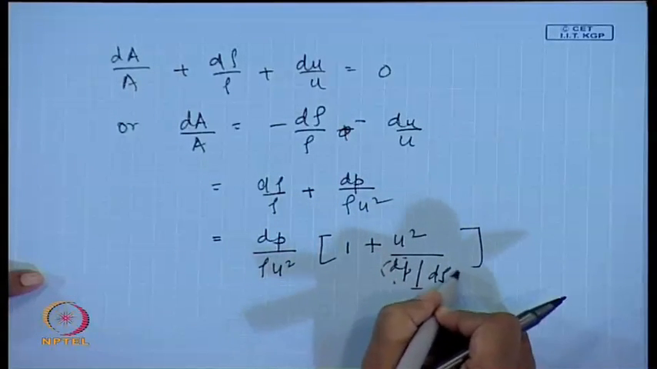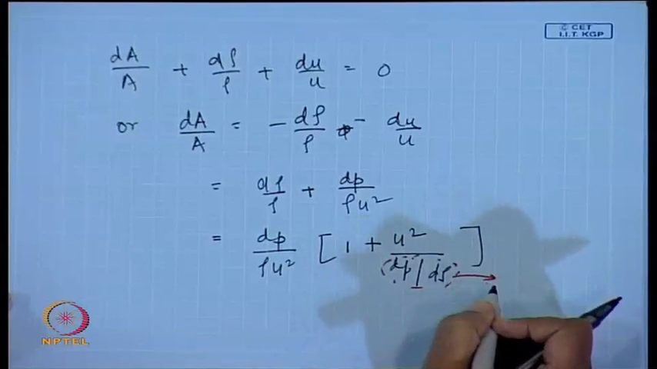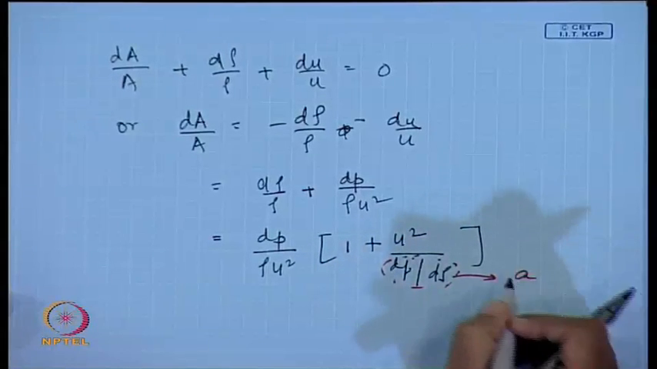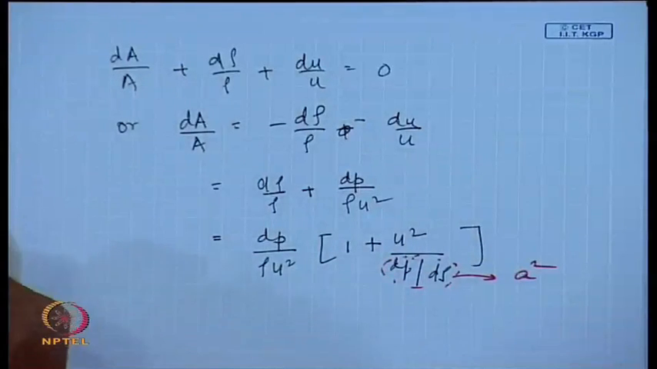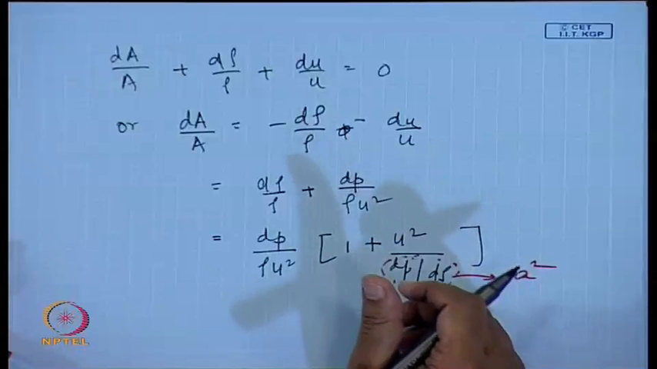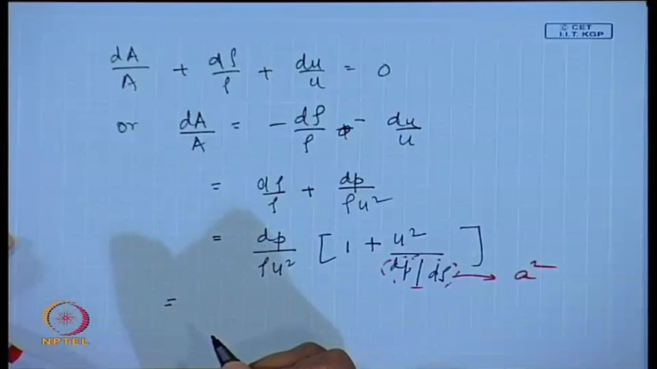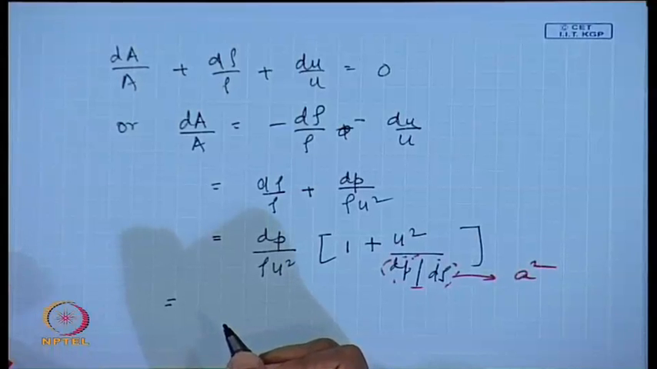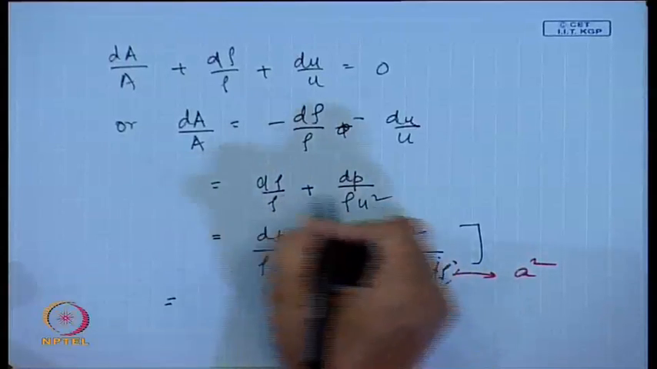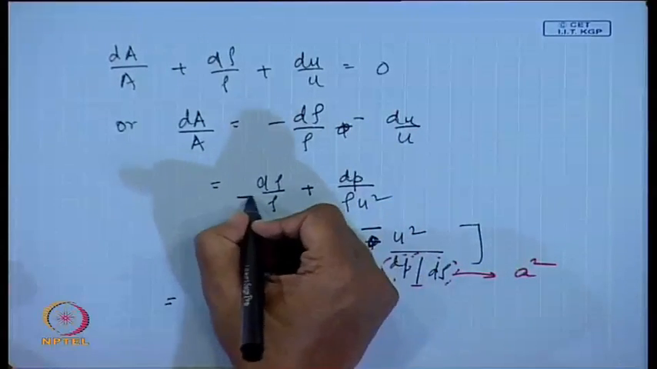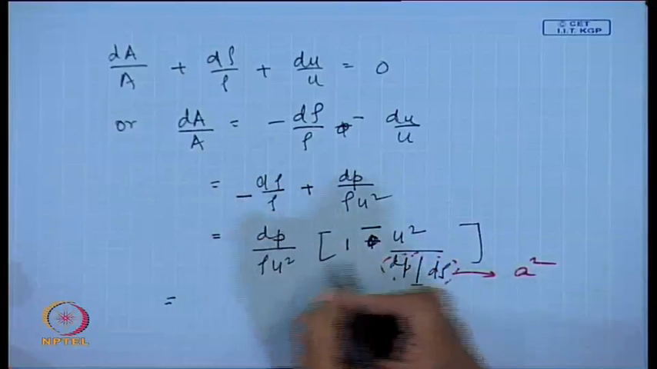We can write it in this particular form, and what is this particular term equal to? dp by d rho is a square, isn't it, the acoustic velocity in that particular medium under those conditions. No, not minus d rho by rho, sorry, very sorry, correct. Actually, here only I had made a mistake, here it is minus d rho by rho, that is why it came in that way.